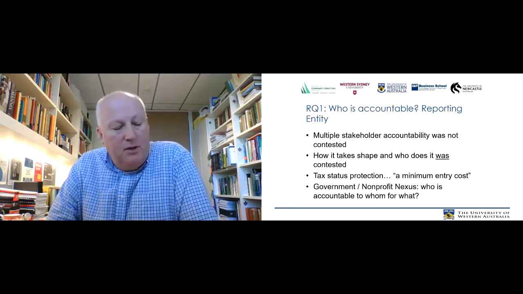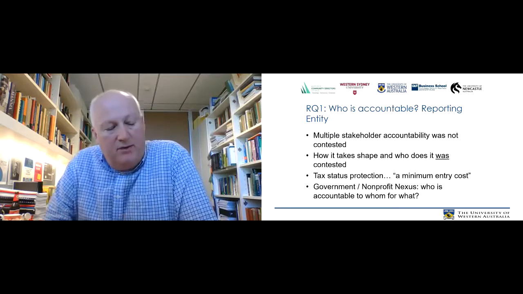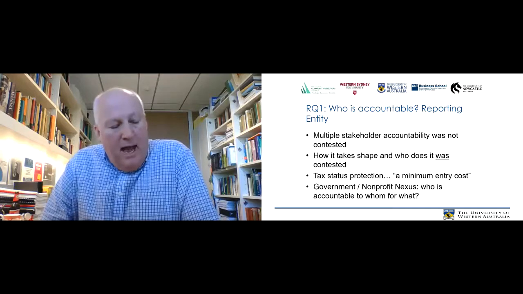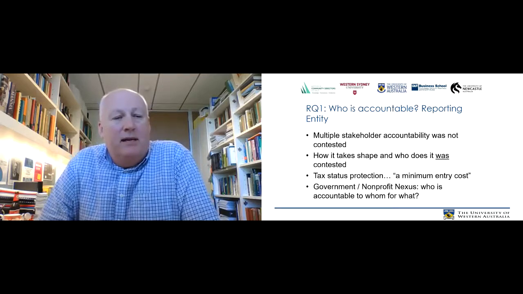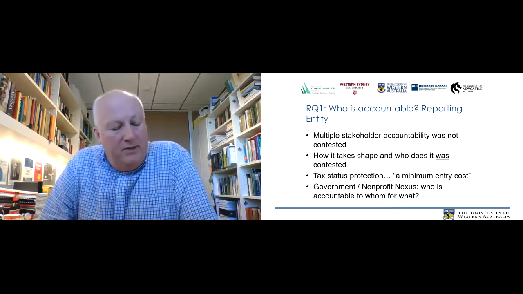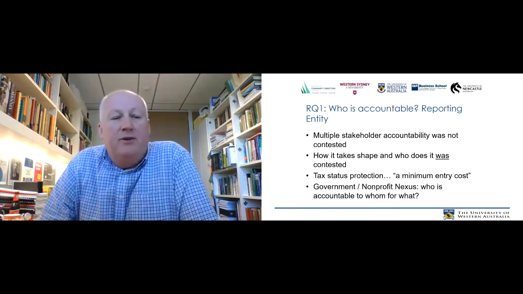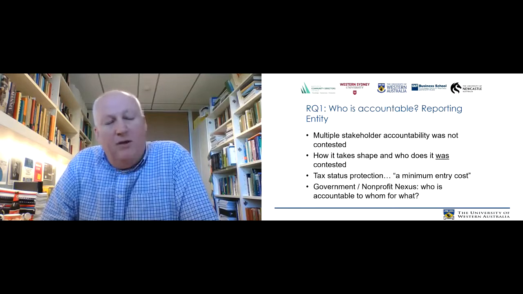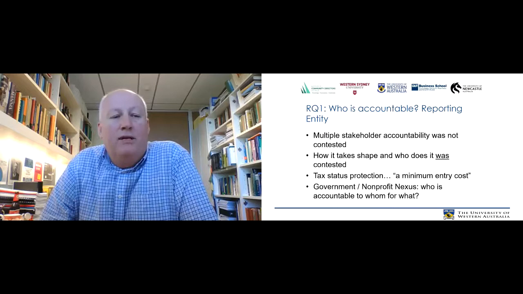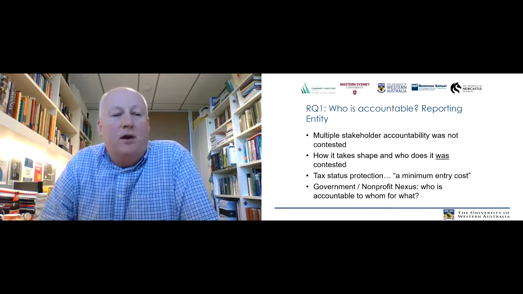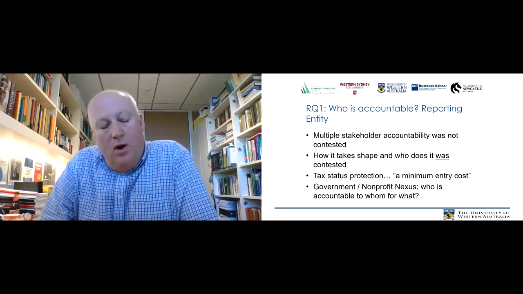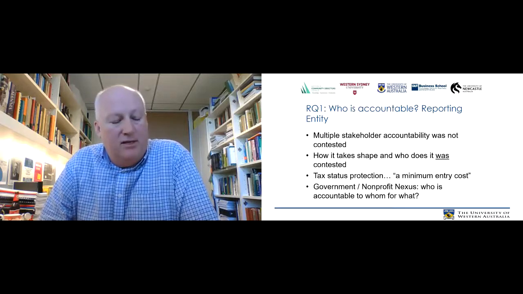What was contested greatly, though, was not so much that there was a need for accountability, but of course, and as we would all probably recognise, how that accountability took shape and who does undertake that accountability. And that I'll refine a little bit more as I get into some of the findings. One of the key issues was also identified that accountability is absolutely critical, as is financial reporting, if you like, as a minimum entry cost for the tax status and protection of that tax status from a charitable and not-for-profit organisation perspective.